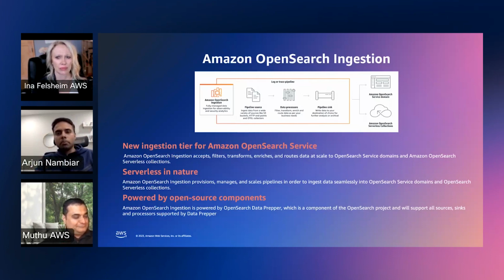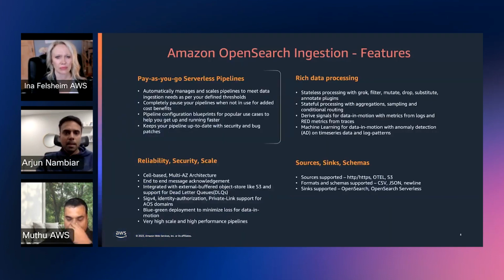Also, it's powered by open source components. The power of open source is that if you think things are not moving along, you can always contribute. For example, if you want a feature, we have customers who have contributed to OpenSearch, and that then flows into the managed service. And as you can see, it supports serverless collections. We just had serverless launch sometime in January this year. So you can write to both an OpenSearch service domain as well as a serverless collection.